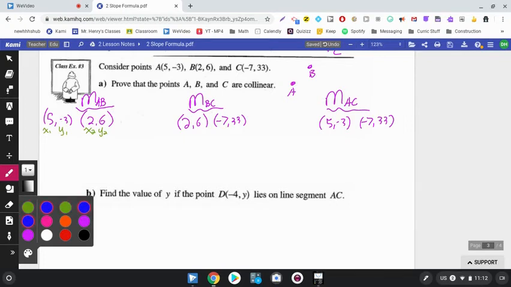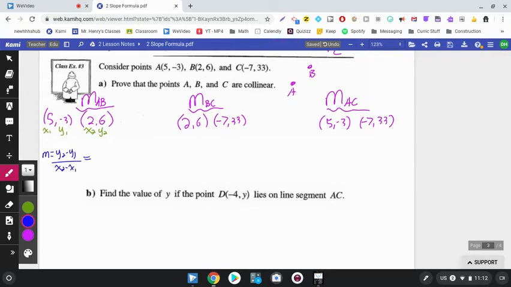Okay, so first one, slope equals y2 minus y1 over x2 minus x1 equals 6 minus negative 3 over 2 minus 5, which gives me 6 minus negative 3 would be positive 9 over 2 minus 5 is negative 3. And that would be negative 3. It's actually a whole number. Okay, there's my slope.